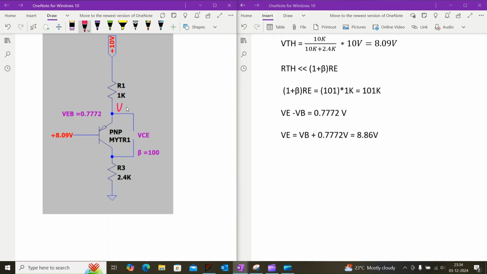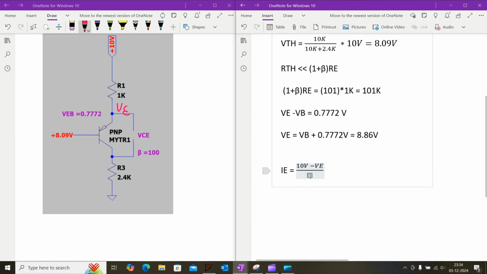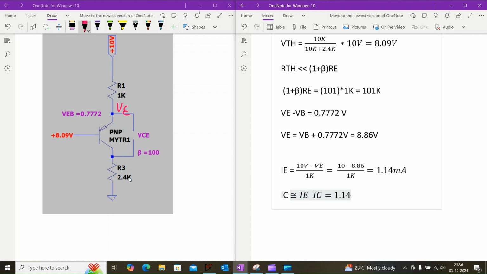After calculating the voltage VE, we can easily calculate the emitter current. So the emitter current IE is equal to 10 volt minus VE divided by 1 kilo ohm, which is equal to 10 volt minus 8.86 volt divided by 1 kilo ohm. When we simplify this, we get 1.14 milliamps. And we can assume that the collector current IC is approximately equal to IE, so the same current will flow across the 2.4 kilo ohm resistor. That means IC is equal to 1.14 milliamps.